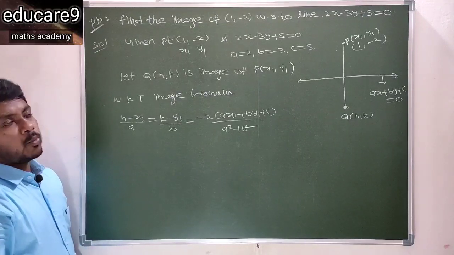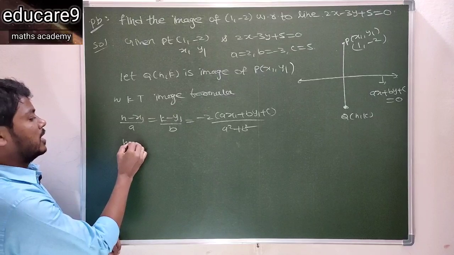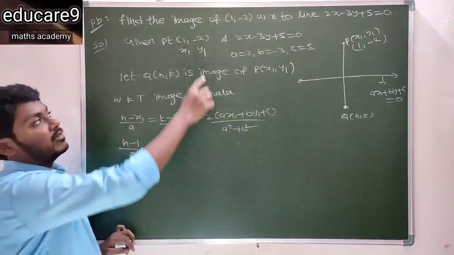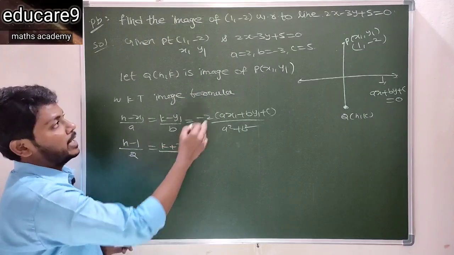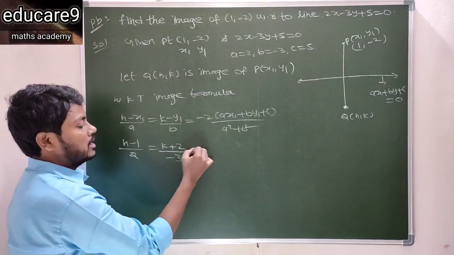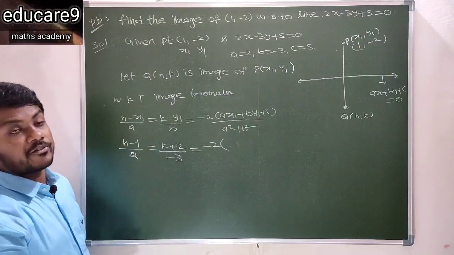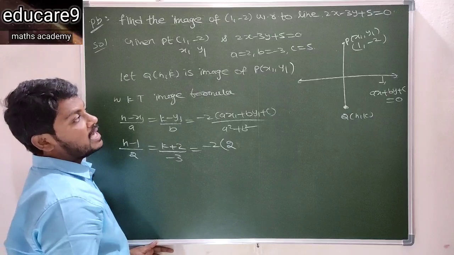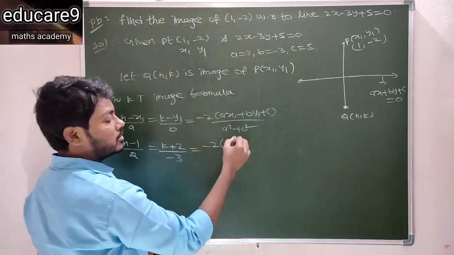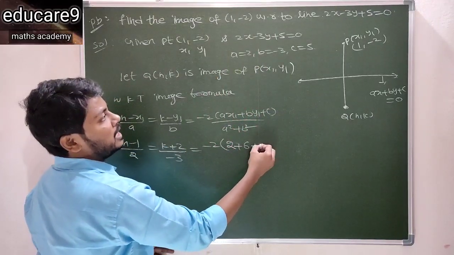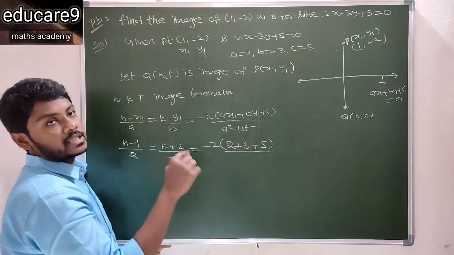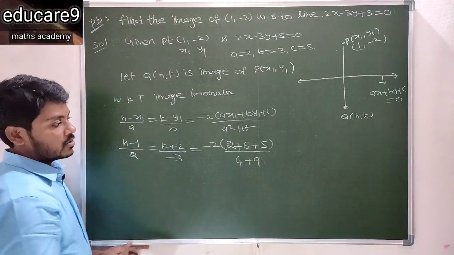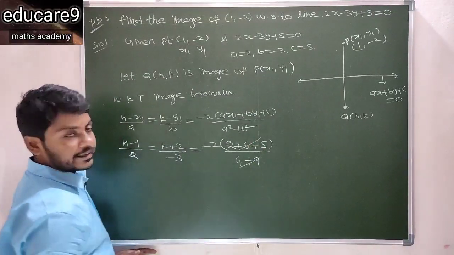Now see here, substitute the points: h minus x1, that is (h minus 1)/2, (k minus y1), that is (k plus 2), divided by the b value minus 3, equals minus 2 times (ax1, so 2 into 1, 2, next plus by1, so minus 3 into minus 2, plus 6, plus c, plus 5) divided by (a square plus b square, so 4 plus 9). So clearly, 13 here, 13 get cancelled.